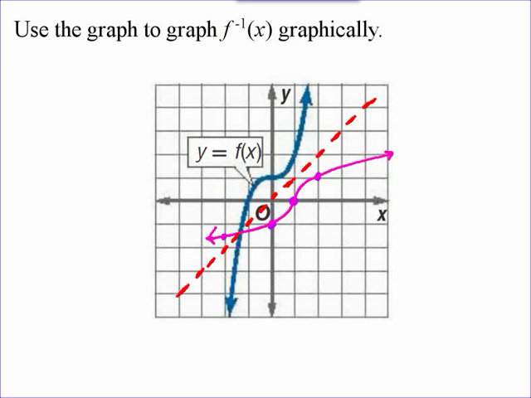This is one of the things. Imagine that you've got an invisible line there, that red dashed line. That is the mirror. And so what you're doing is you're drawing the mirror image. That is what the inverse function is. It is the mirror image.